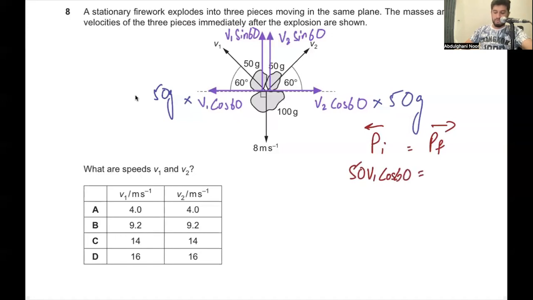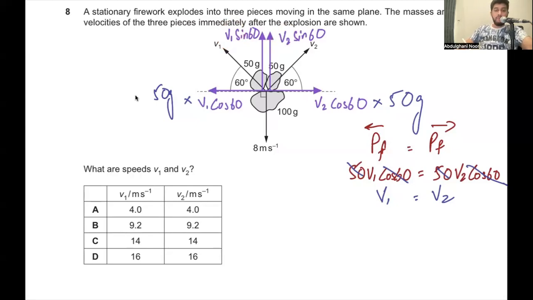Final momentum to the right is 50 into v2 cos 60. And when I notice this, कि जी cos 60 भी cancel हो जाता है, 50 भी cancel हो जाता है. This just tells me that v1 is equal to v2, which basically means कि आपके पास ये दो terms नहीं है, ये एक ही term है. ये v1 v2 नहीं है, एक ही term है.